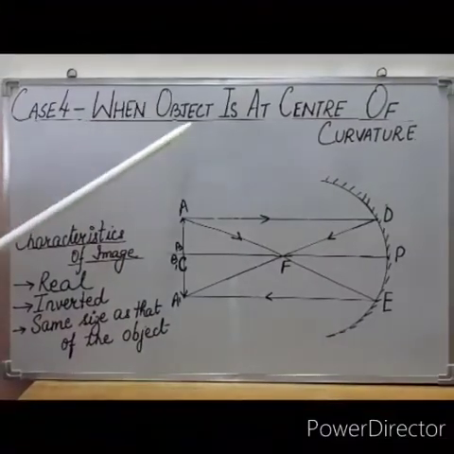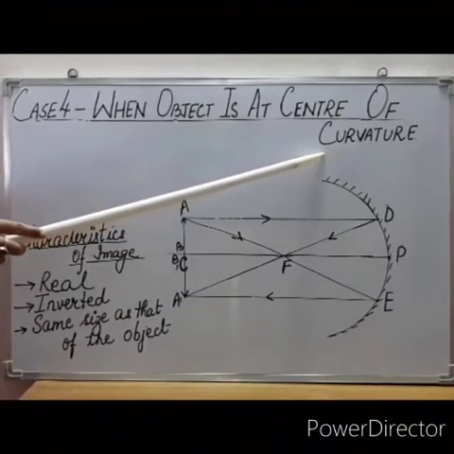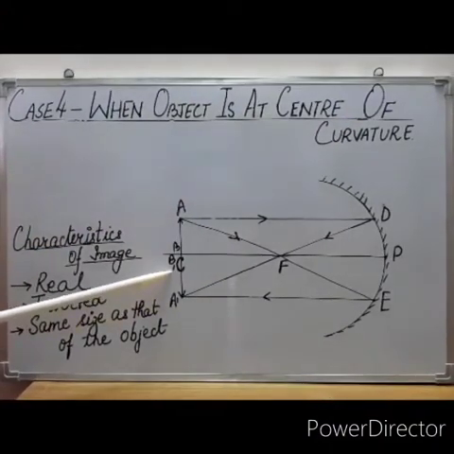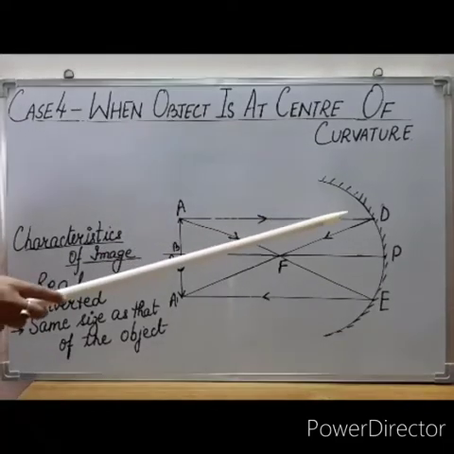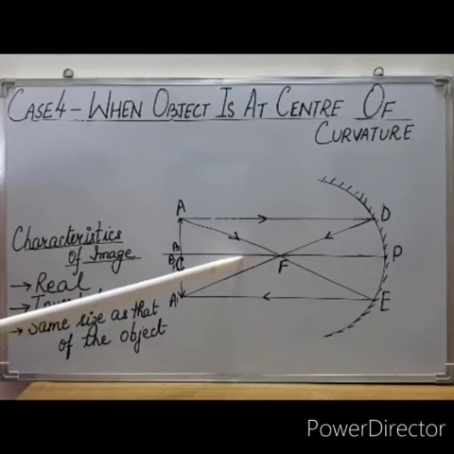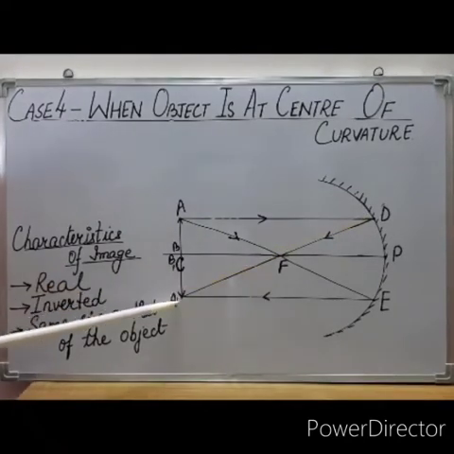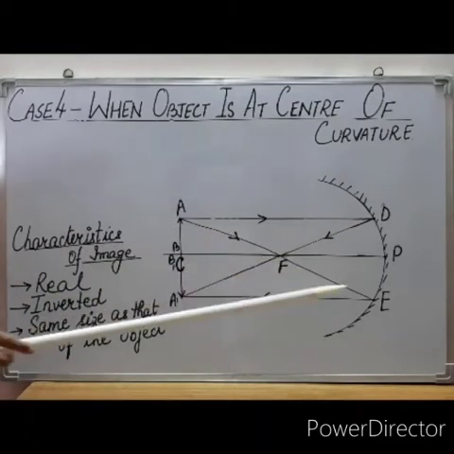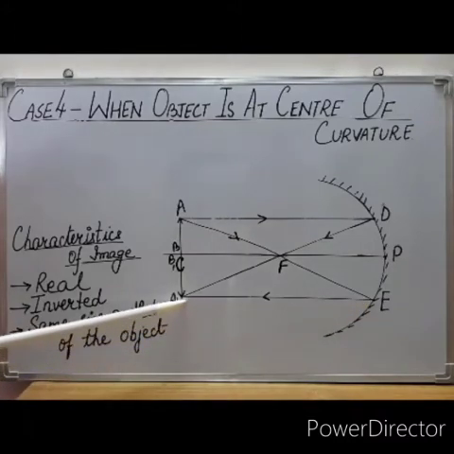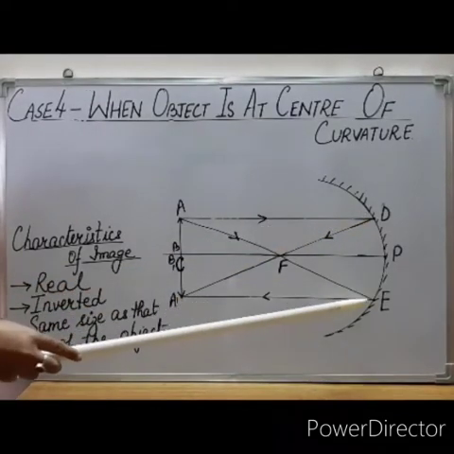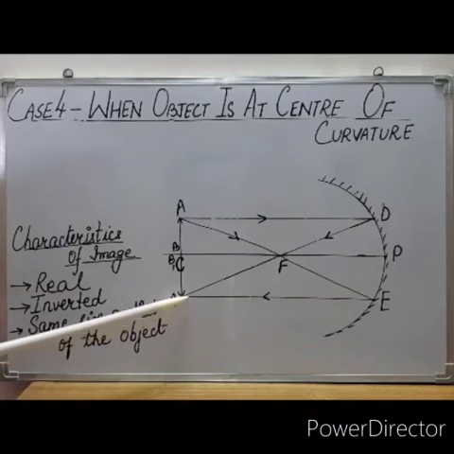Case 4, when object is at center of curvature. When the object is kept at center of curvature in the figure as AB, we will take two rays. The first ray AD parallel to principal axis, which after reflection will pass from the focus. Second ray AE, which will pass from the focus and after reflection will become parallel to the principal axis. These two rays, that is DA1 and EA1, when produced are going to intersect each other at A1.